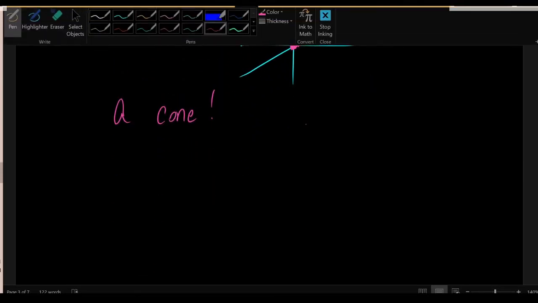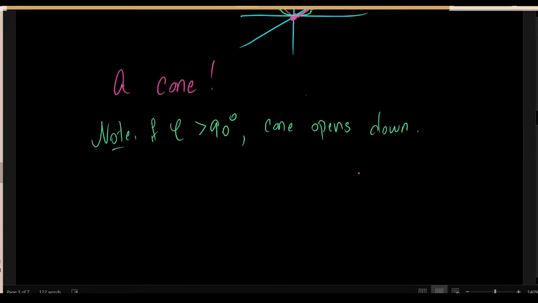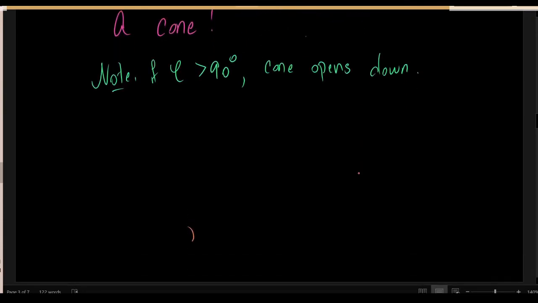Note that if phi happens to be even larger than 90 degrees, then the cone is going to open downward. If phi is greater than 90 degrees, then we're operating with points that have a negative z coordinate, that are in the southern hemisphere.